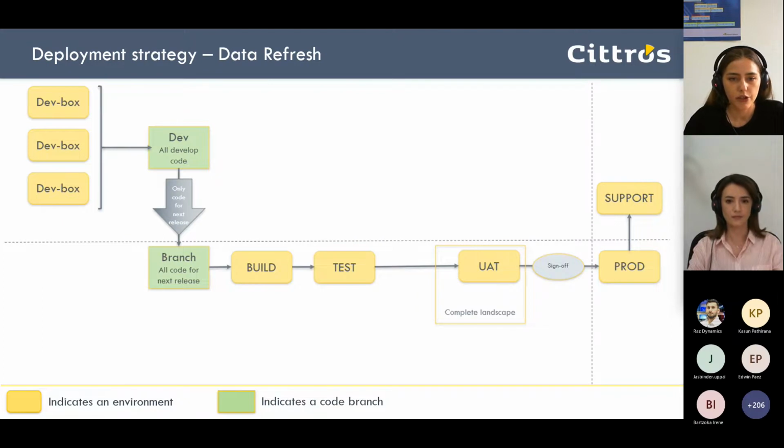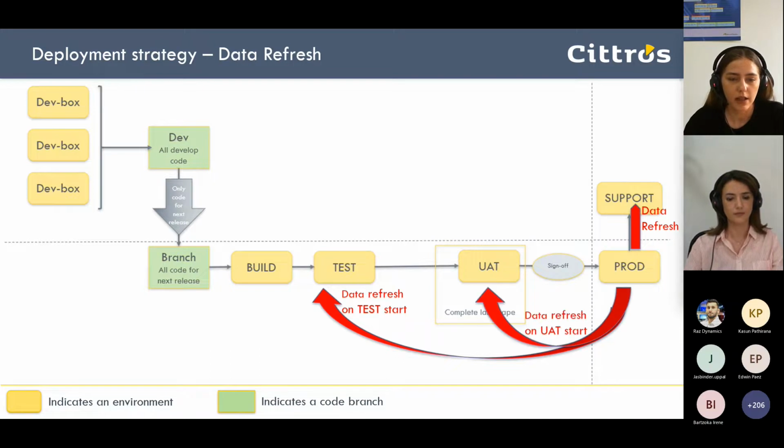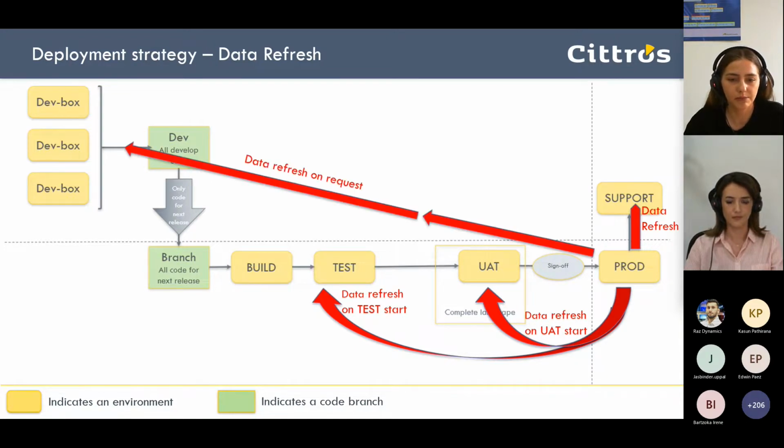The data refresh is being performed at different frequencies depending on which environment is involved. For example, the support environment is being refreshed most frequently. Depending on the business needs, it can be a daily or a weekly refresh. Then the test and the UAT environments are being updated with production data right before the testing process starts. And as for the dev boxes, there is no exact timing for the data refresh. They are being updated with data on demand.